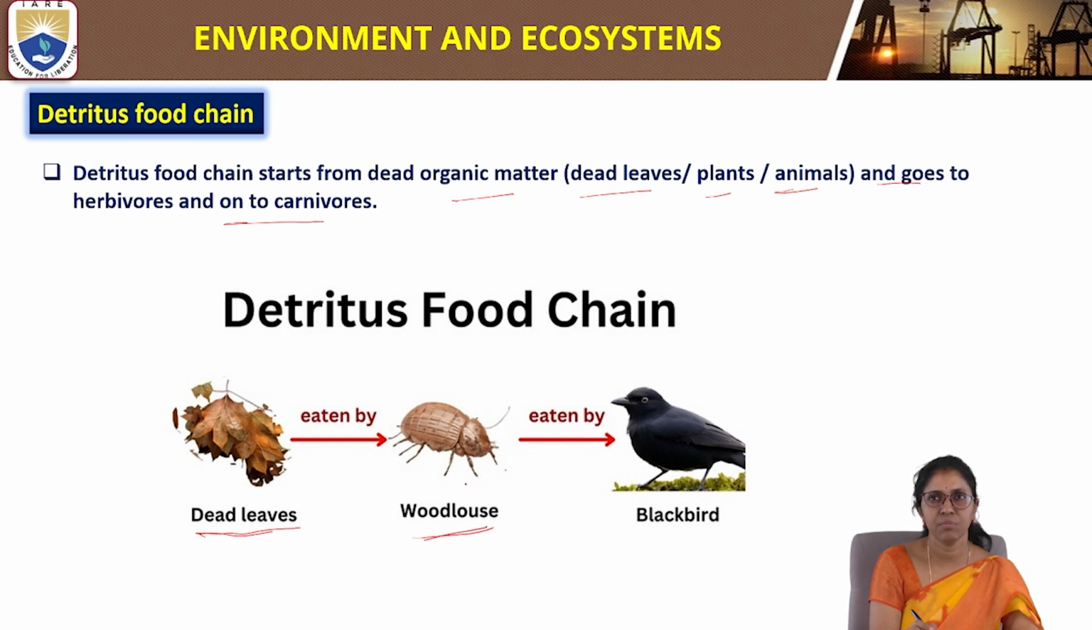herbivores. After that, these are consumed by the carnivores. So if we take one example, dead leaves are eaten by the woodlouse, which is eaten by the blackbird. This is showing the detritus food chain, meaning it starts from the dead leaves and ends with the carnivores. So this is the difference between the detritus food chain and the grazing food chain.